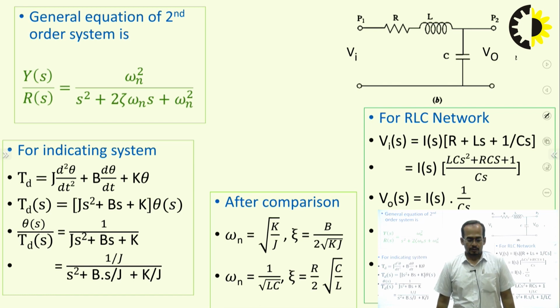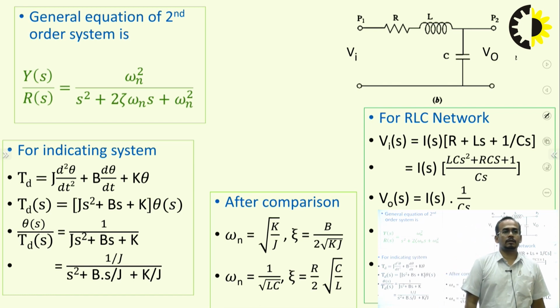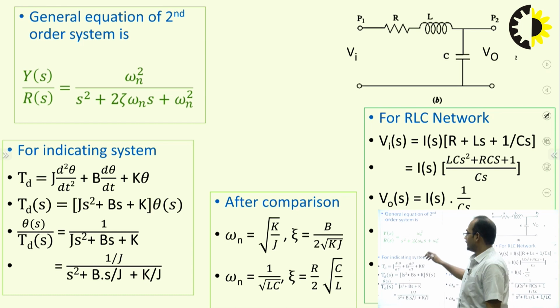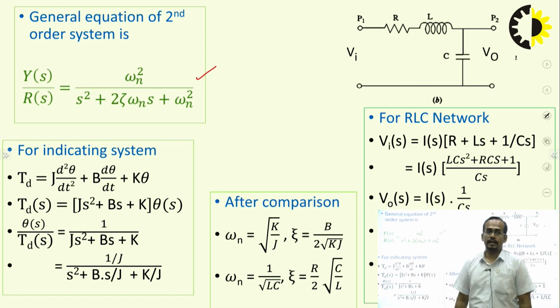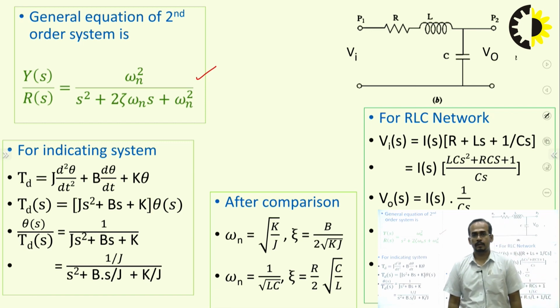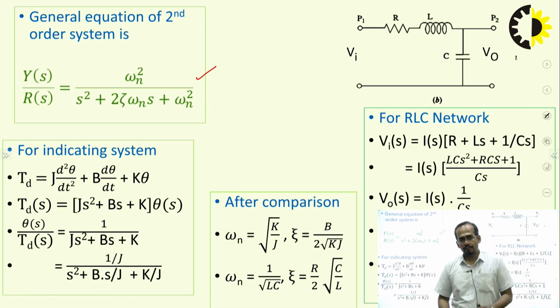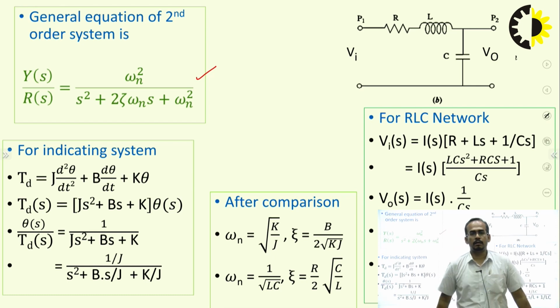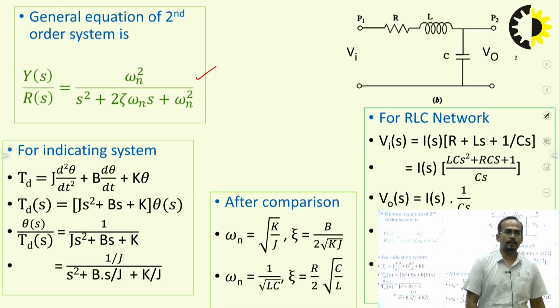Now, the general equation for the second order system is this: Y(s) by R(s) is equal to omega n square upon s square plus 2 zeta omega n s plus omega n square. So, whenever we are defining the second order system, we will compare with this standard second order system.